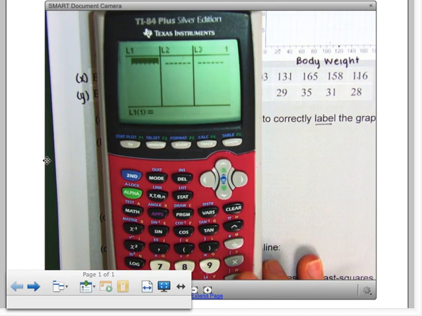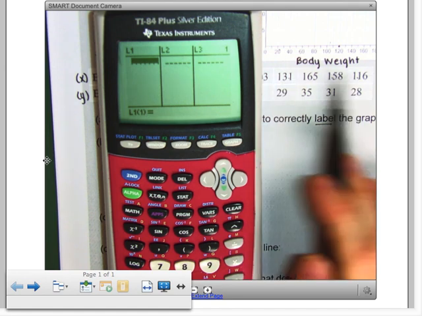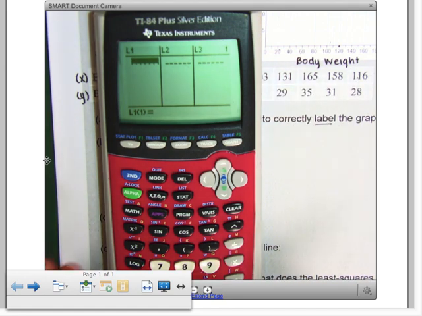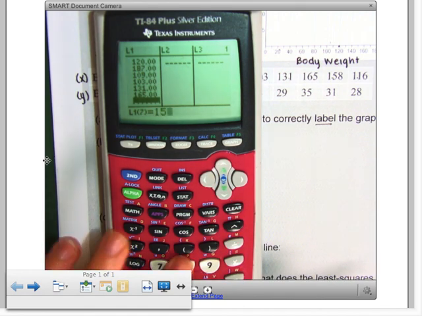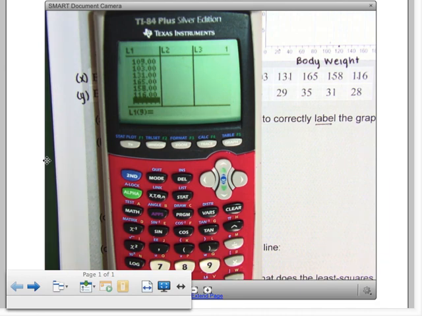So under L1, I'm going to list all of the X values up here. So the first X value is 120. Second one is 187, 109. So just list all the way to 116. You should have 8 numbers entered, so make sure you entered all of them.